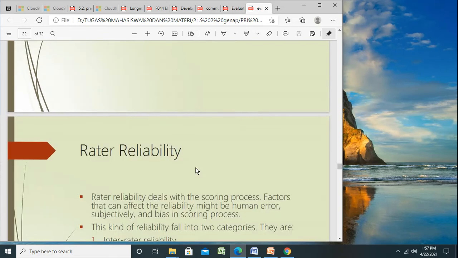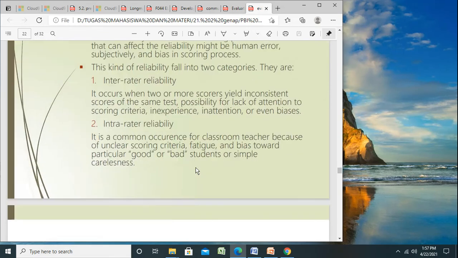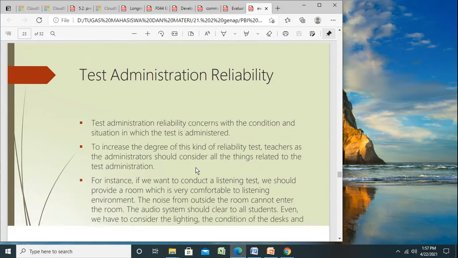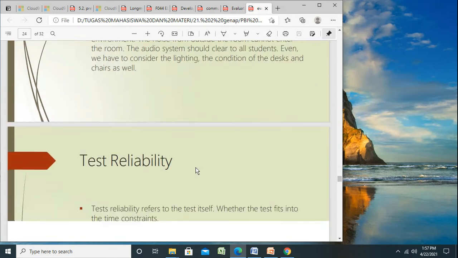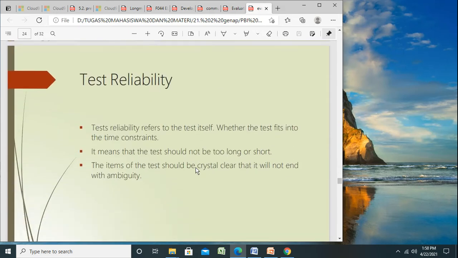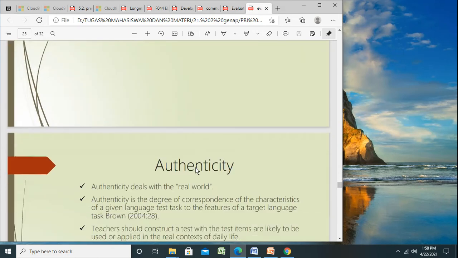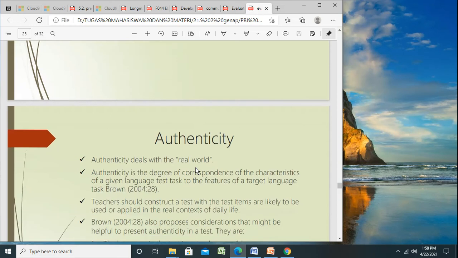You can see that in my PowerPoint, and you can ask me if you don't understand it, because it's not possible for me to explain the definitions to you one by one. It's just theoretical, so you can read it by yourself.